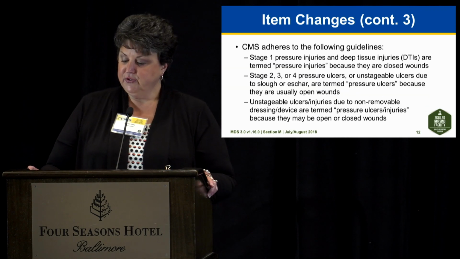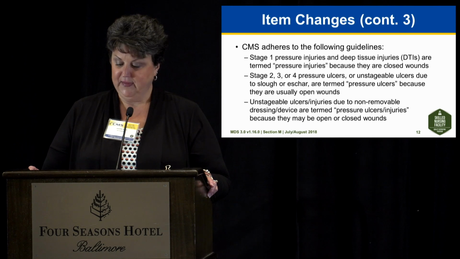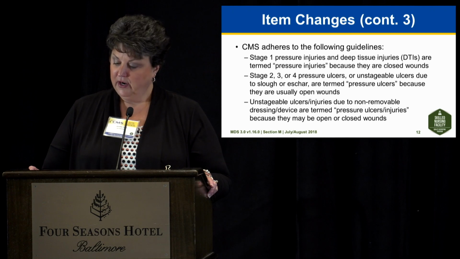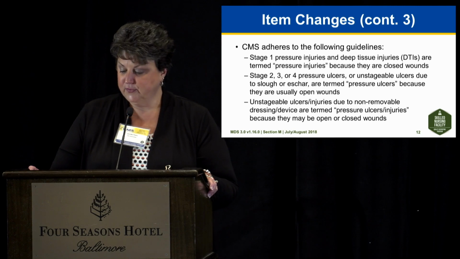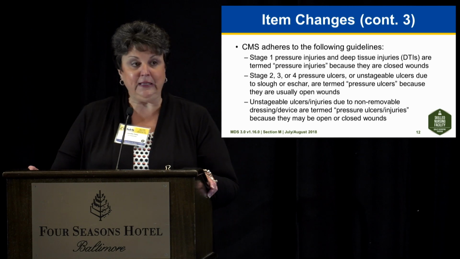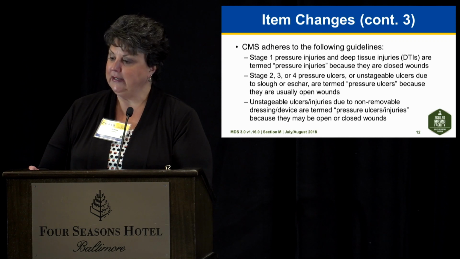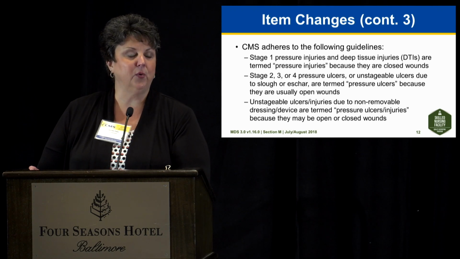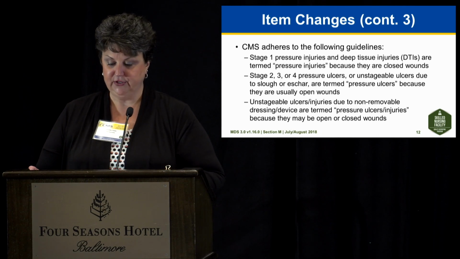Stage 1 pressure injuries and DTIs are termed pressure injuries as they are closed. Stage 2 through 4 and unstageable ulcers due to slough or eschar are generally open, so they are termed as pressure ulcers. Unstageable due to a non-removable dressing or device could be either, so these are referred to as pressure ulcers / injuries. Additionally, non-stage specific references are ulcer / injuries, such as in M0150, when the item set asks about risk of pressure ulcer / injury.